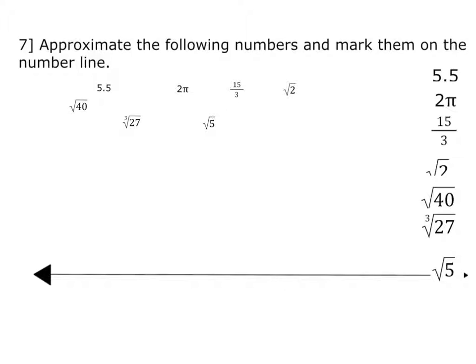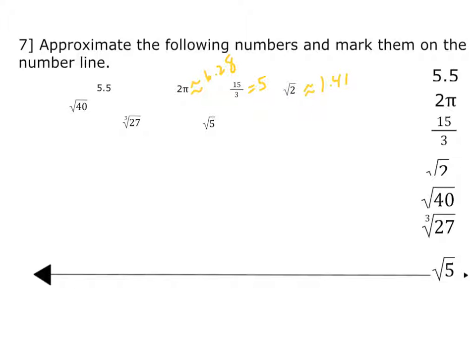Okay, in the last part, we're going to approximate the following numbers and mark them on a number line. So my first step would be to make them all look like normal numbers. Like 5.5, that looks fine. 2 times pi, I want to put that in my calculator and estimate that. And that's approximately 2 times 3.14, which is about 6.28. 15 over 3, or 15 divided by 3, is 5. Then I want to do the square root of 2, second function x squared 2, and see what that equals. And that's approximately 1.41.